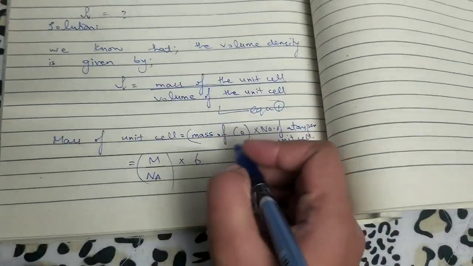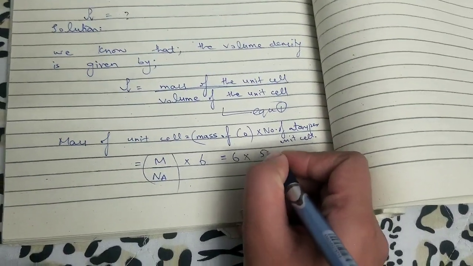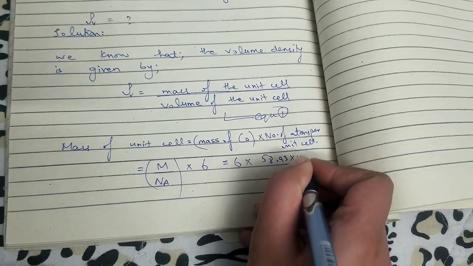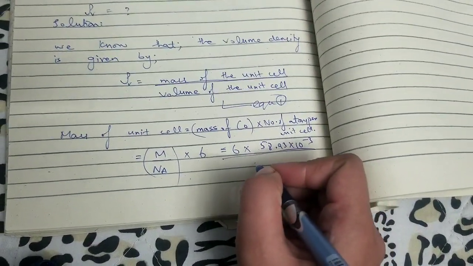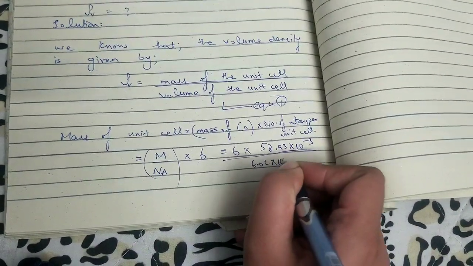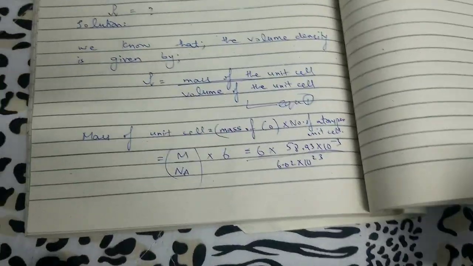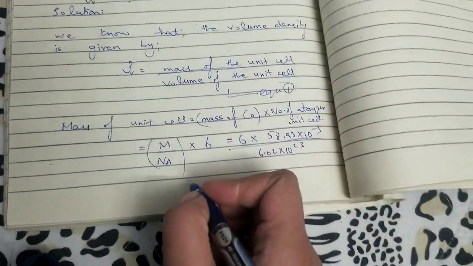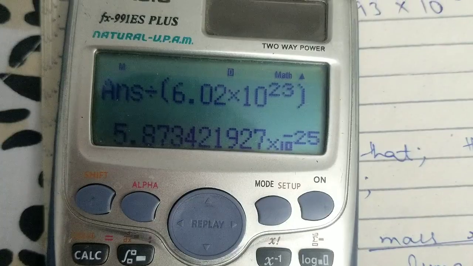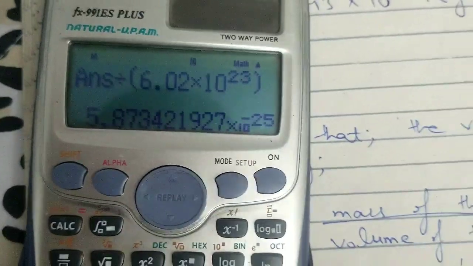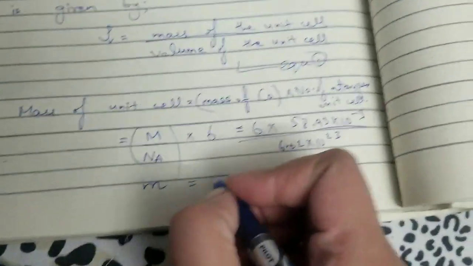So we can calculate it by putting the value of molar mass, which is 58.93. You need to put the values in SI units. And 6.02 × 10^23 is Avogadro's number. Let me calculate it and get back to you. So this is what we got, 5.87 × 10^-25 kg, and this is the mass.